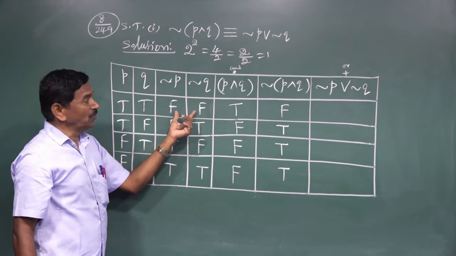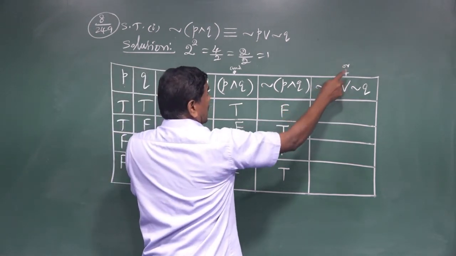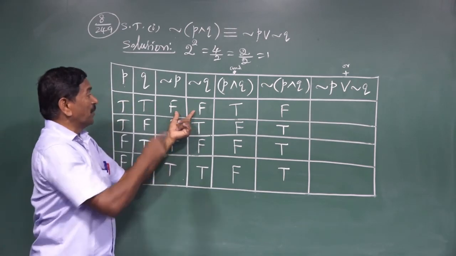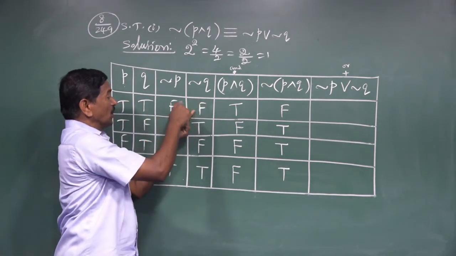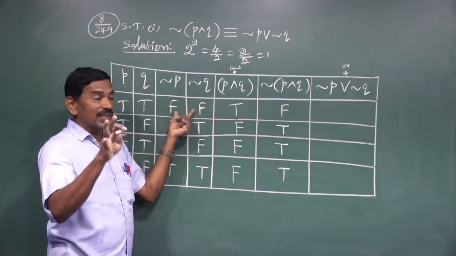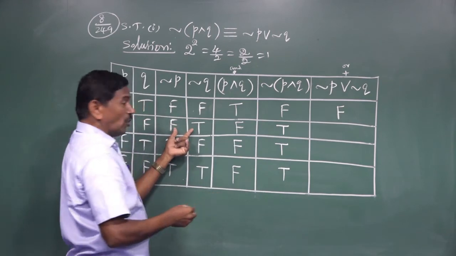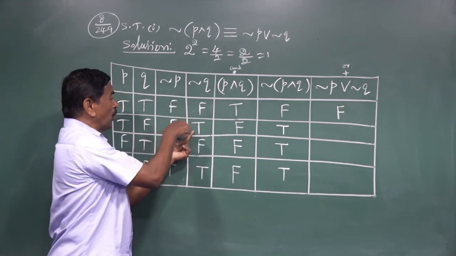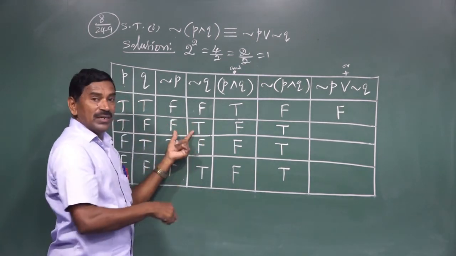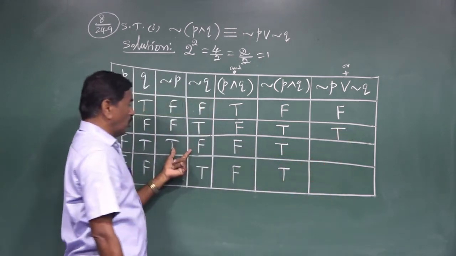Come downwards. I told you already, the inverted cap means or, which means addition. Now I want to add. False means 0. 0 plus 0, because we are adding, is 0. 0 means false. Next, 0 plus 1 is 1. We are adding, so 1 means true.